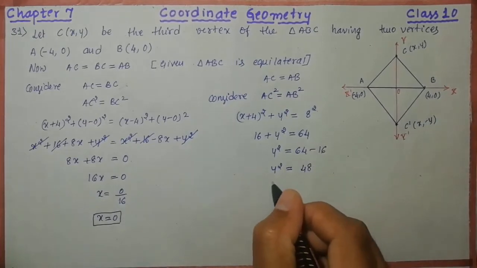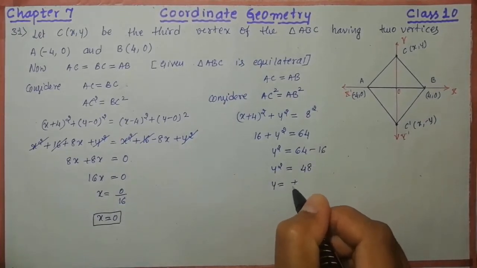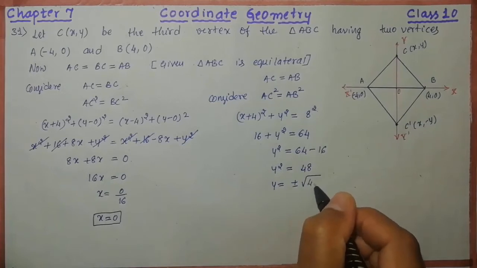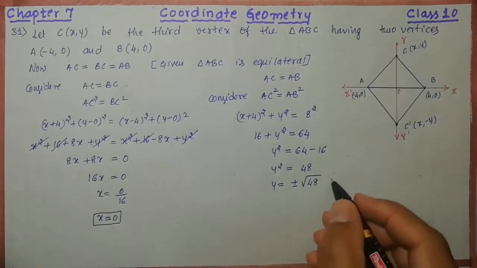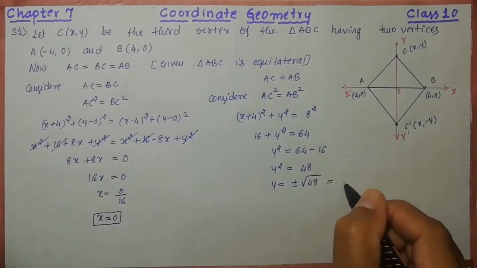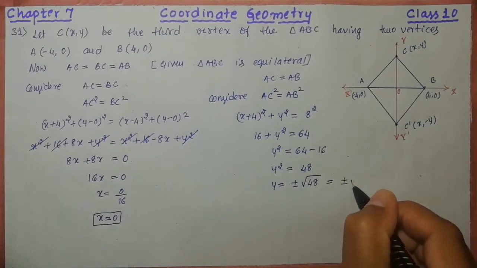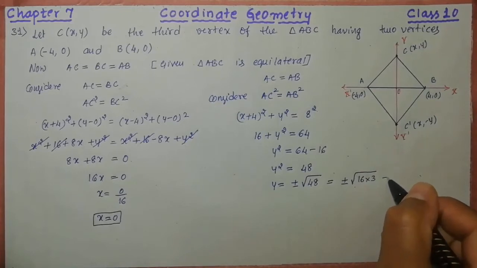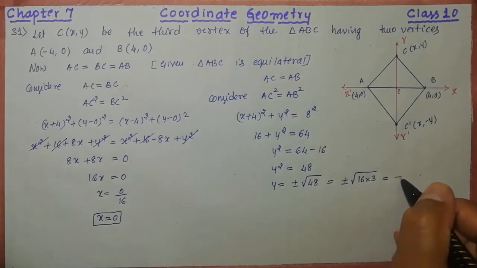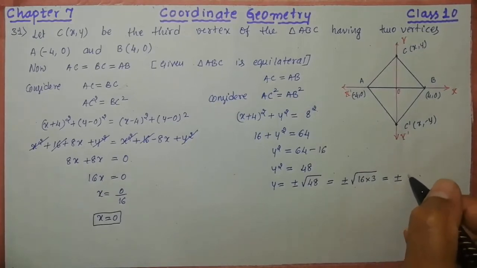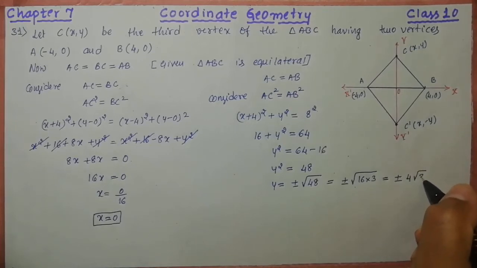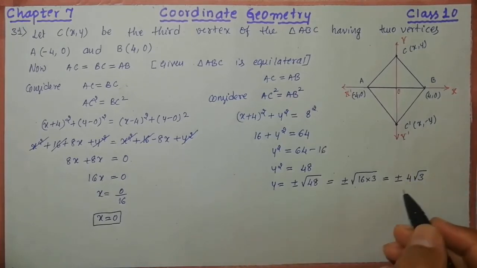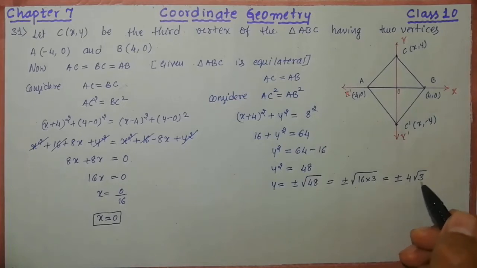So now y will become what? Plus or minus square root of 48. And I think you can simplify this one, which is equal to plus or minus square root of 16 threes. 16 threes are 48. And plus or minus, if you take 16 outside, it will become 4 root 3. So that's why there are two possible values for y: plus 4 root 3 and minus 4 root 3. I told you initially you will get one positive, one negative.